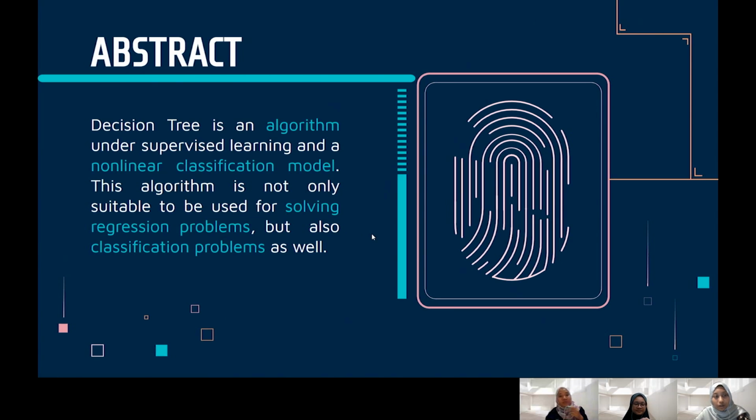Firstly, the decision tree is an algorithm under supervised learning and a non-linear classification model. This algorithm is suitable not only for classification but also for regression problems.